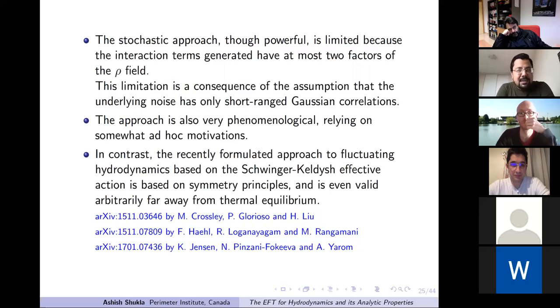Okay. So more recently, people have formulated a Schwinger-Keldysh effective action based approach, which is based on symmetry principles and is valid even far away from equilibrium. And these are some of the main references where this approach was first developed. So I'll now discuss the Schwinger-Keldysh approach in some detail. But before that, are there any questions, other questions?